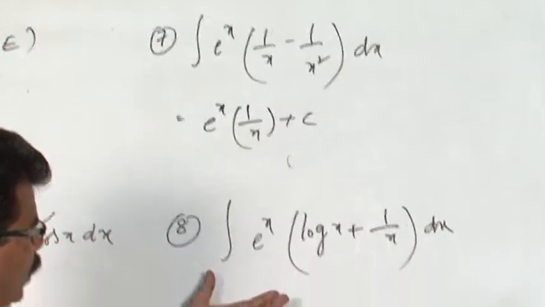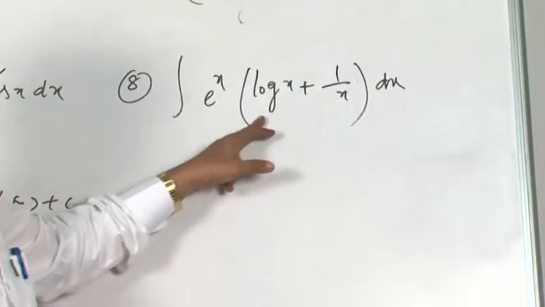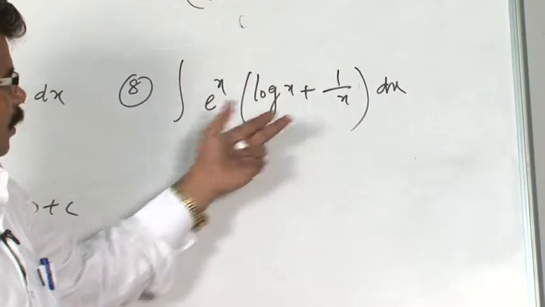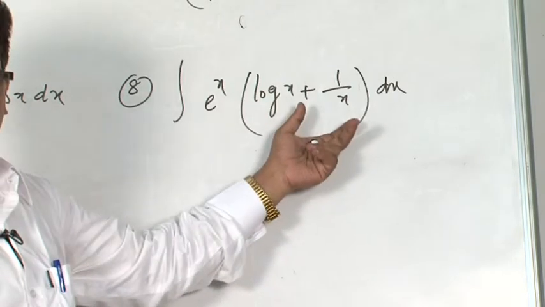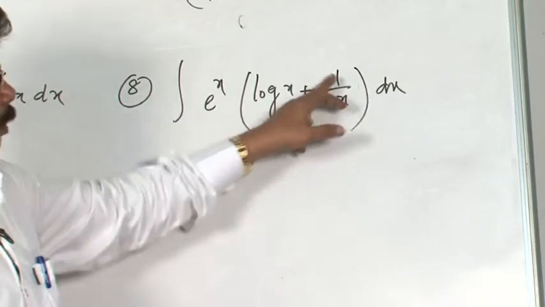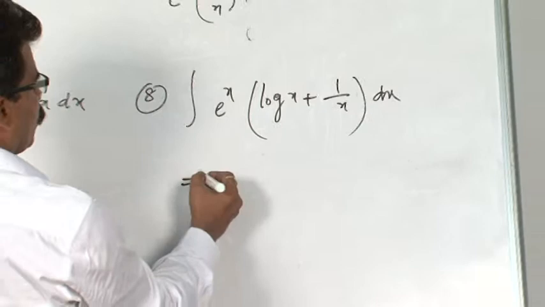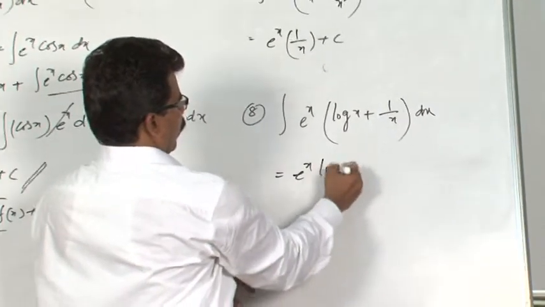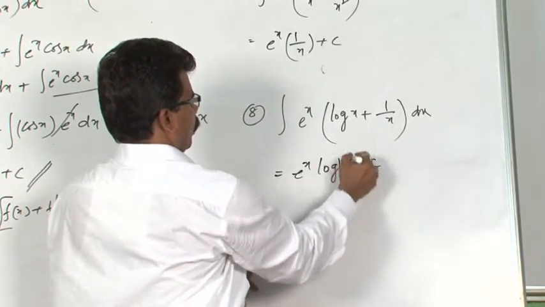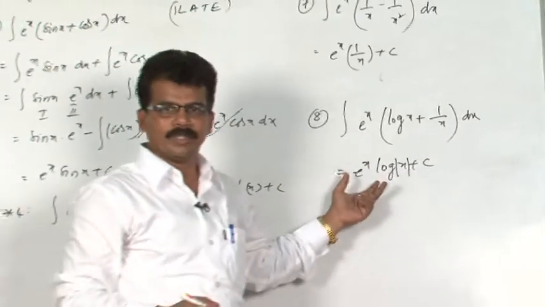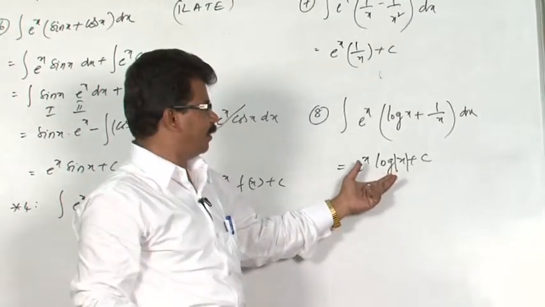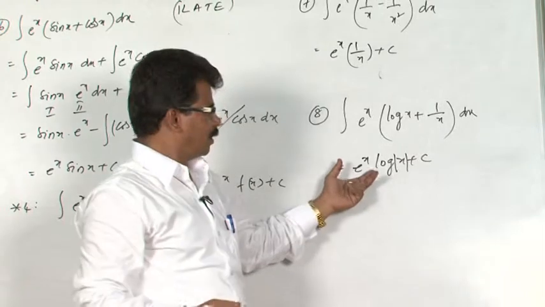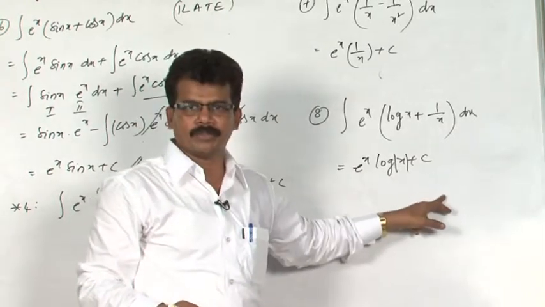Similarly, we have one more integration, e power x (log x plus 1 by x). You have to see what is the function and what is the derivative. So, the derivative of log x is 1 by x. Therefore, the answer for this question will be e power x log mod of x plus c. So, this is the solution for the question. If 1 mark is given, you can directly write the answer and you can mention the formula also used.